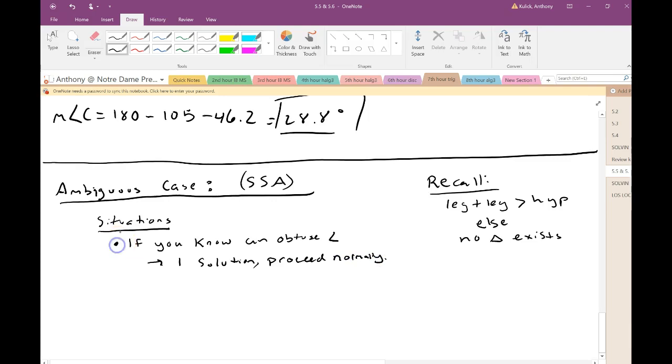If you're given an obtuse angle, the angle in the side angle side is obtuse, there's just one solution. You can proceed normally. Nothing weird can happen. Everything is fine. It'll work just like the problems that we've seen to this point.